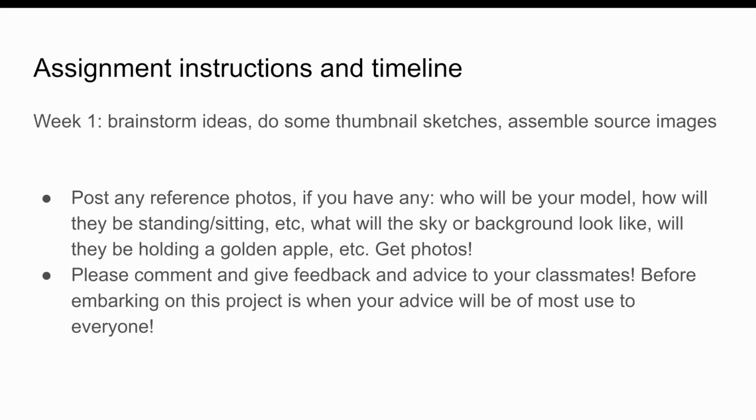So if you have a person, and they're going to be in the clouds, get some pictures of some clouds. If there's going to be a sky with the sun, get all that stuff, right?